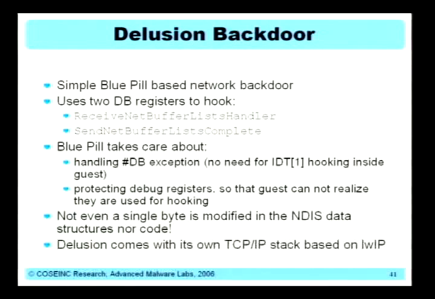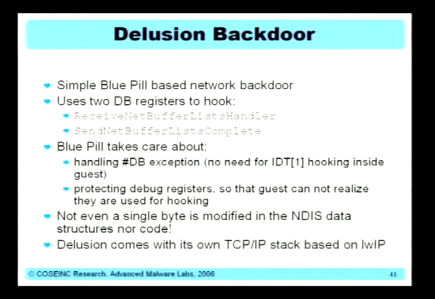And of course, blue pill takes care of protecting those two debug registers, so that if the guest tries to write to those debug registers and then reads, they will behave as if they were not used, right? So they are emulated for the guest. So not even a single byte is modified inside NDIS data structures, nor NDIS code, nor any code or data of the kernel. So here we have blue pill code, and here we have kernel, data, code, and there are no modifications introduced by this code. This code is just standalone, sitting somewhere here.